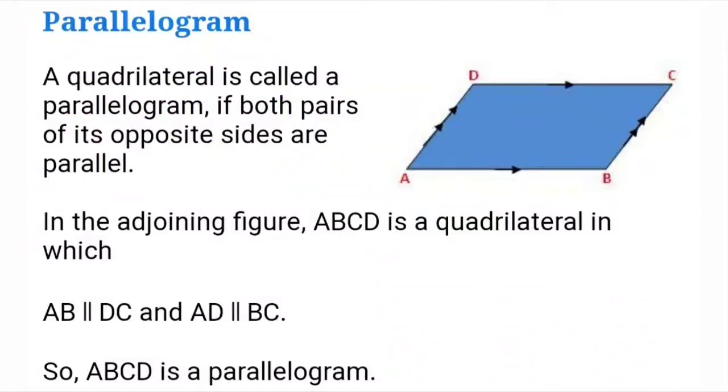Parallelogram. A quadrilateral is called a parallelogram if both pairs of its opposite sides are parallel. So you can observe in the figure that both pairs of opposite sides are parallel, meaning one pair of sides is parallel, and the other pair of opposite sides is also parallel. So we can say AB is parallel to DC, AD is parallel to BC.